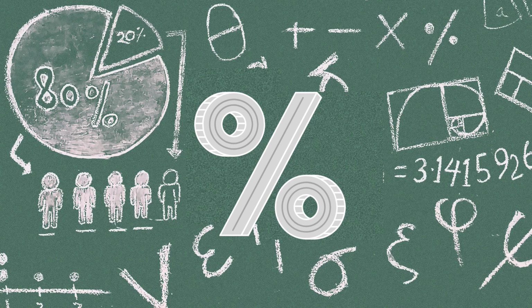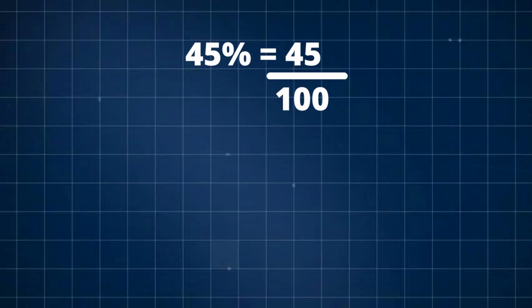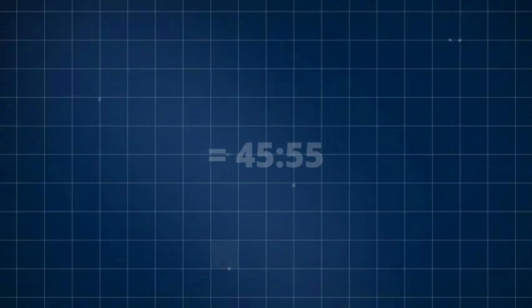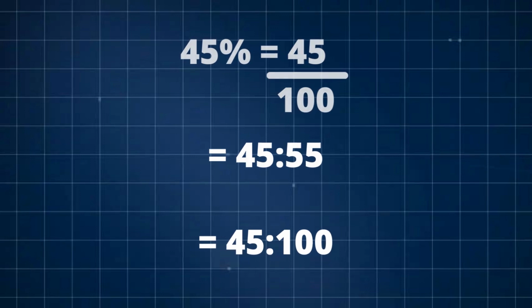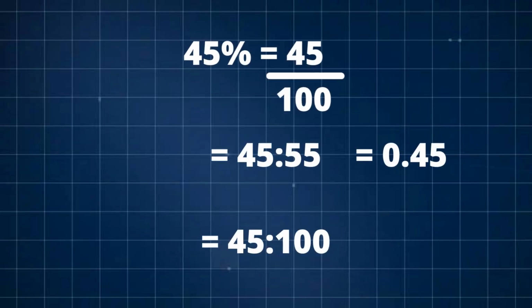In mathematics, a percentage, from Latin percentum, by 100, is a number or ratio expressed as a fraction of 100. It is often denoted using the percent sign. For example, 45% is equal to the fraction 45 over 100, the ratio 45 to 55, or 45 to 100 when comparing to the total rather than the other portion, or 0.45.